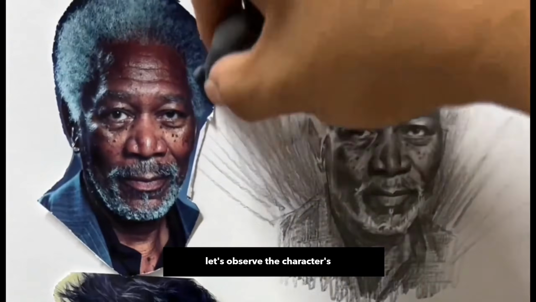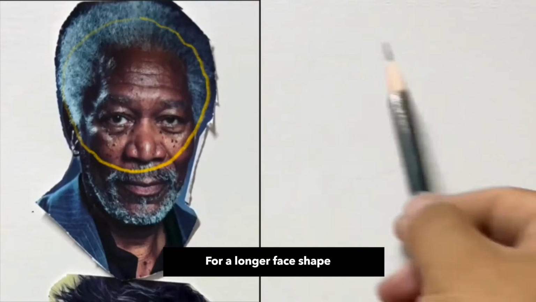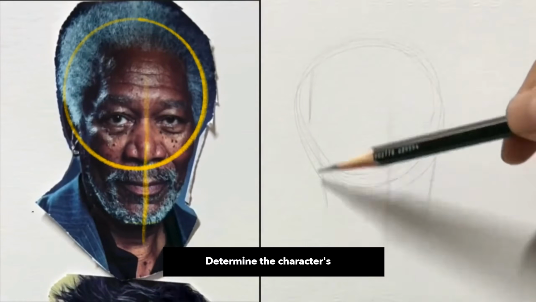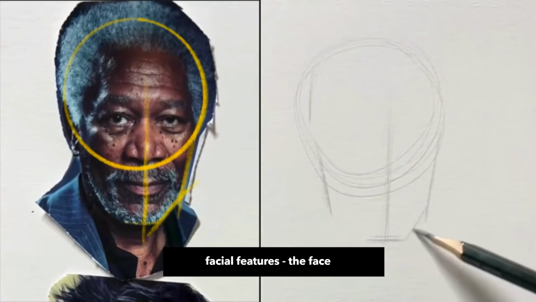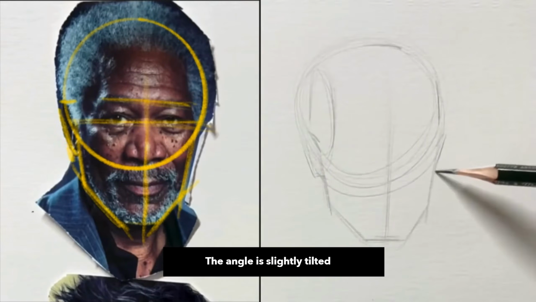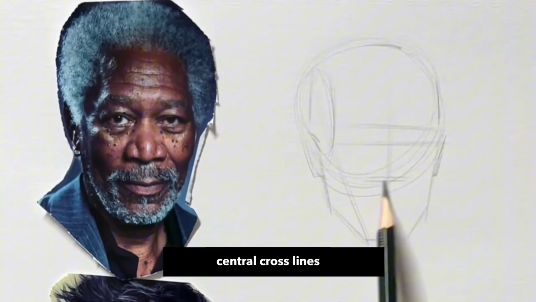Before drawing, let's observe the character's facial features. For a longer face shape, first draw a circle to establish the face's midline. Determine the character's facial features. The face is elongated. The angle is slightly tilted. Find the contour lines in ear position. Establish the central cross lines.